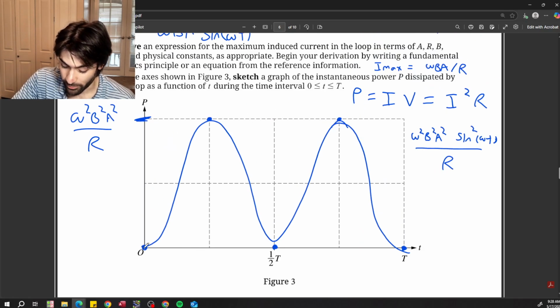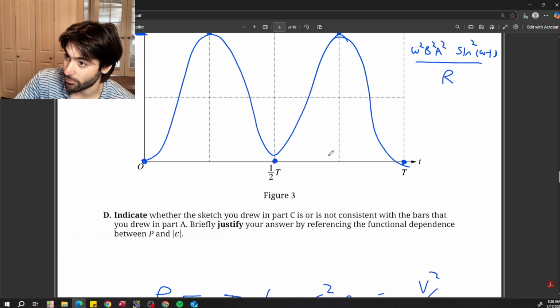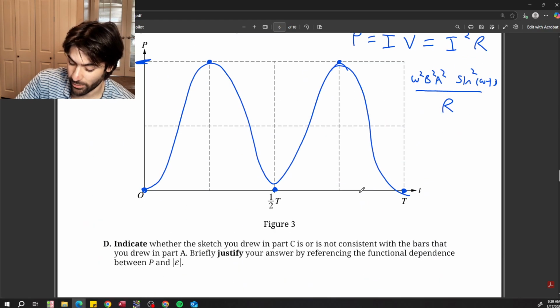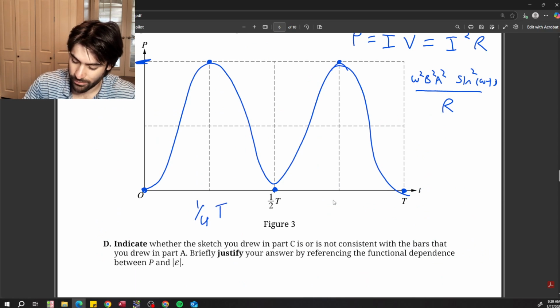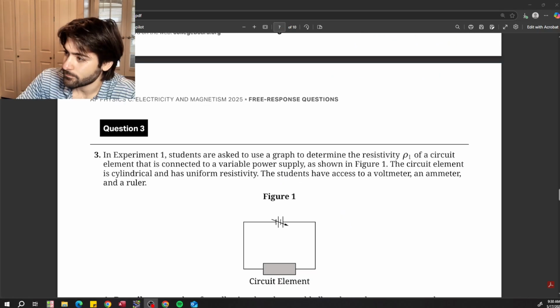Well, where's the power 0? At time 0, half the period, and full period T. And you can see at time 0 and half the period, the EMF is 0 as well. And if the EMF is 0, the power is 0. And again, EMF is maximized at 1/4 and 3/4 of the period, which we can see here. This is 1/4 of the period, and this is 3/4 of the period. So it is consistent with our derivation in the previous parts of the problem.